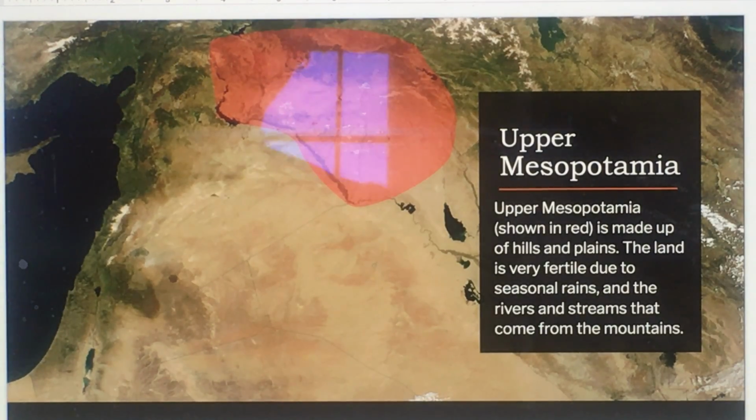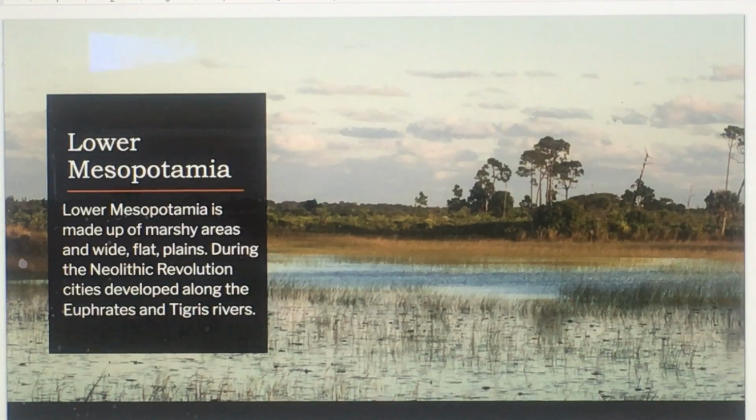Upper Mesopotamia, it's shown in red, is made up of hills and plains. The land is very fertile due to seasonal rains and the rivers and streams that come from the mountains. Lower Mesopotamia is made up of marshy areas and wide, flat plains. During the Neolithic Revolution, cities developed along the Euphrates and Tigris rivers.